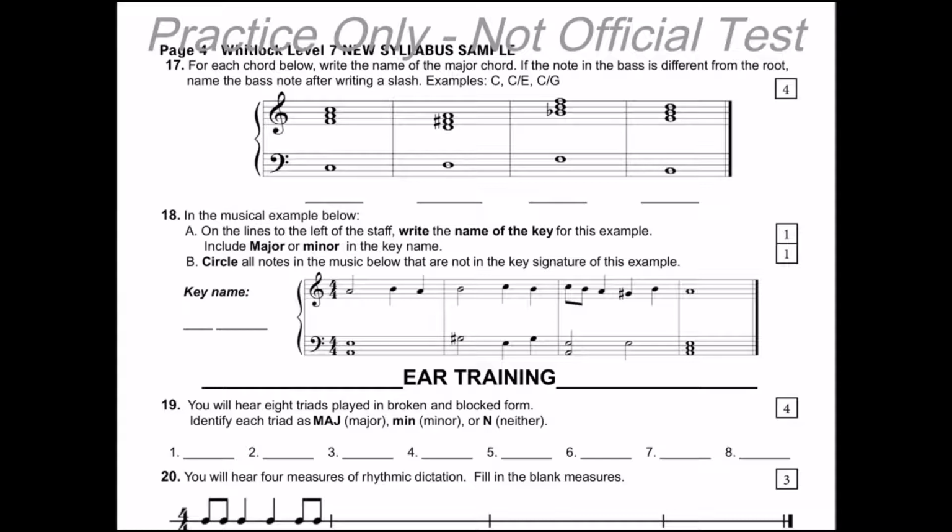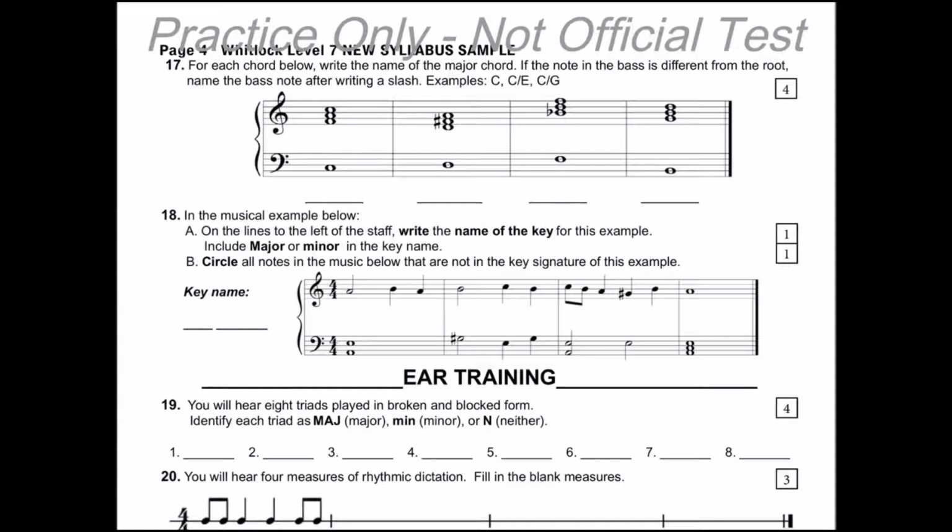So, for question 17, it says, for each chord below, write the name of the major chord. If the note in the bass is different from the root, name the bass note after writing a slash. Examples: C, C/E, C/G. Okay, this is not very hard.